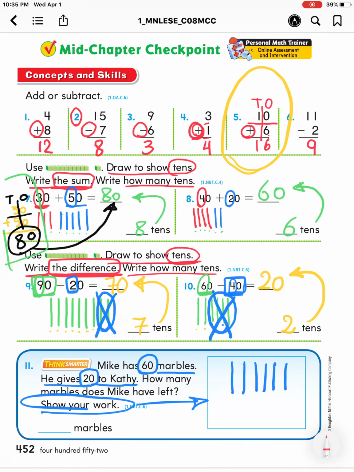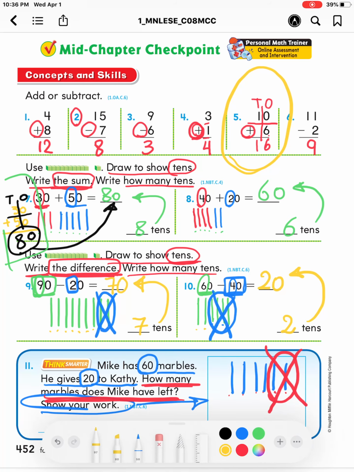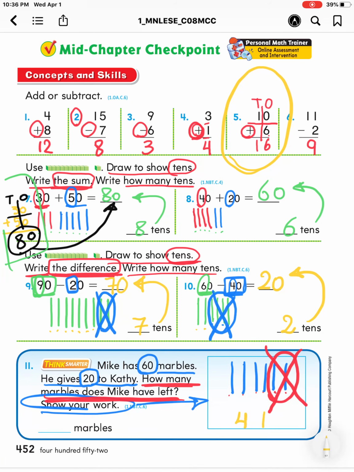Now, he gives 20. He gives 20 means he took away. He gives away 20. So we will take away 20, which means 2 tens. And we will cross it like this or put an X. Okay? Now, how many marbles does Mike have left? Let's count together how many tens here. 1, 2, 3, and 4. So here we have 4 tens.